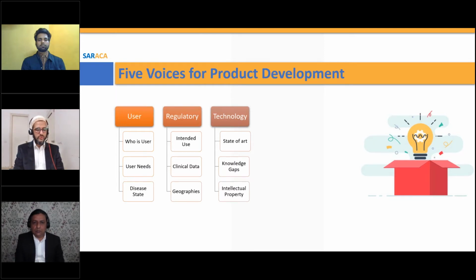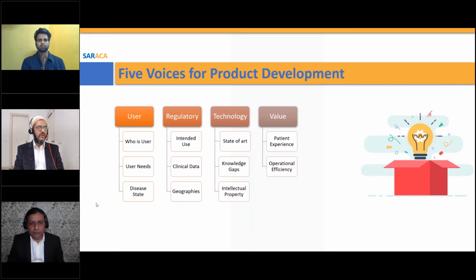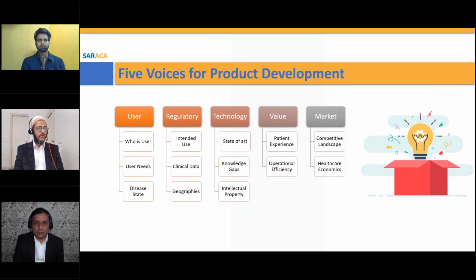So it's good to know that as well. Then value: what value will add to the patient experience. Then operational efficiency: what kind of efficiency you'll be building with your product. Compared to the current products in the market, will you have something better in terms of efficiency? Then I'll talk about the market, the competitive landscape, which we spoke about.